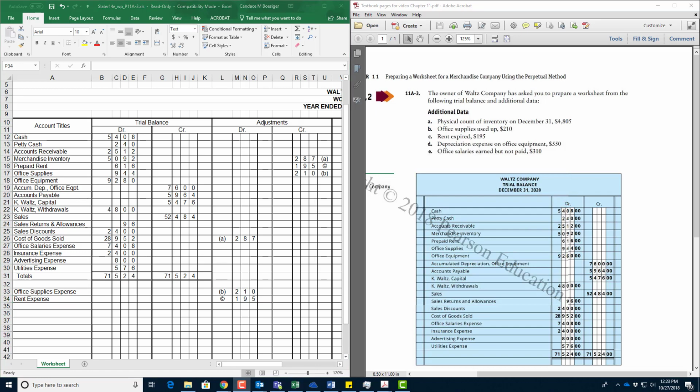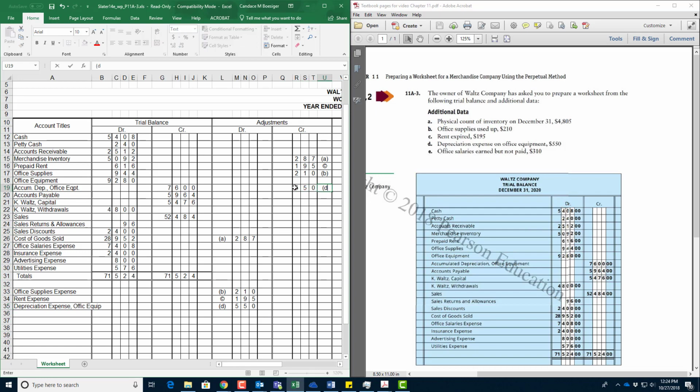Now we are off to adjustment D, depreciation expense. Again, this is the same one that we've had. The debit goes to depreciation expense, office equipment. Yes, I know I left an E off, I just got lazy. Accumulated depreciation is my credit, and that is for $550 accumulated.